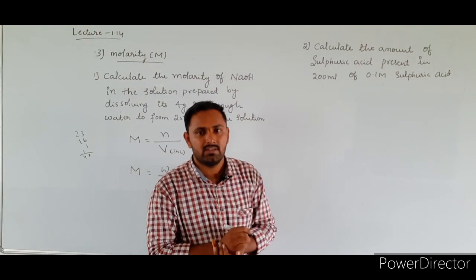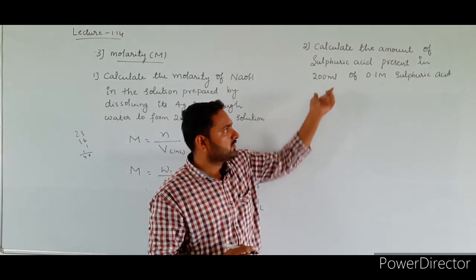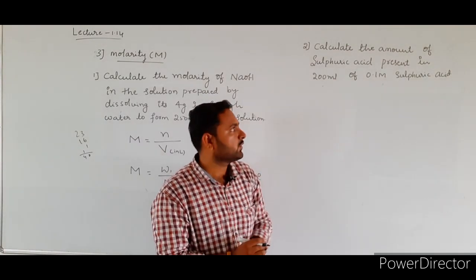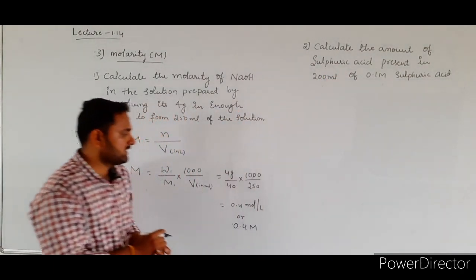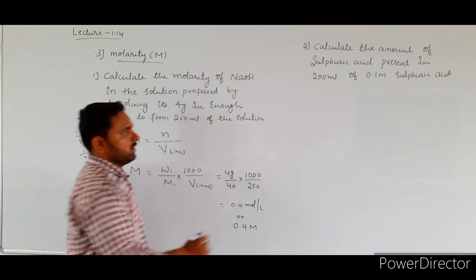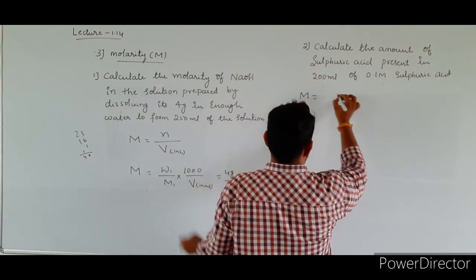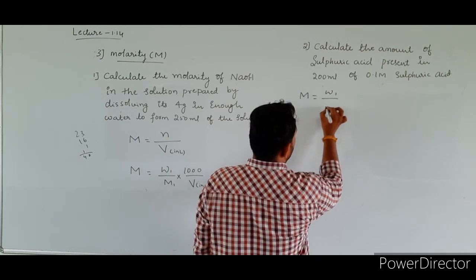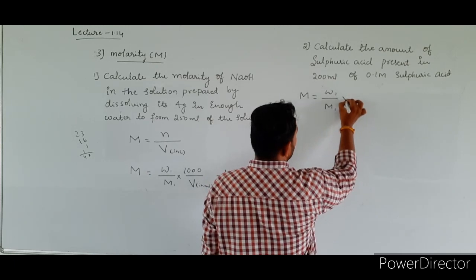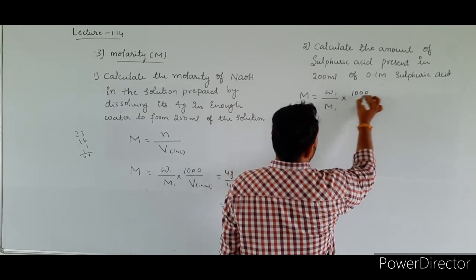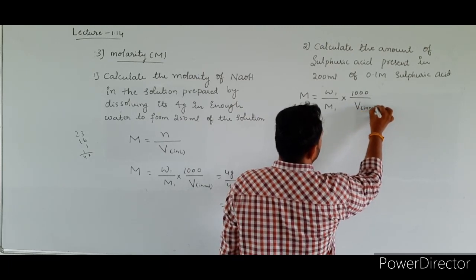In this question, the molarity of the solution is given and the volume of the solution is also given. He is asking to calculate the amount of sulfuric acid. Use this mathematical expression: molarity is equal to mass of solute divided by molar mass of solute into 1000 divided by volume of solution in ml.